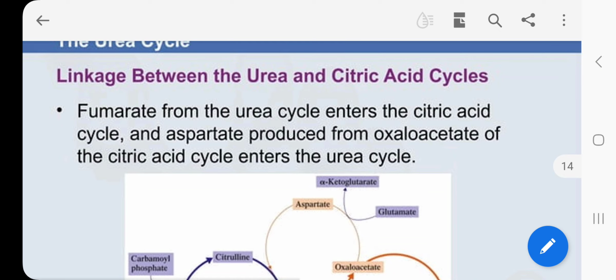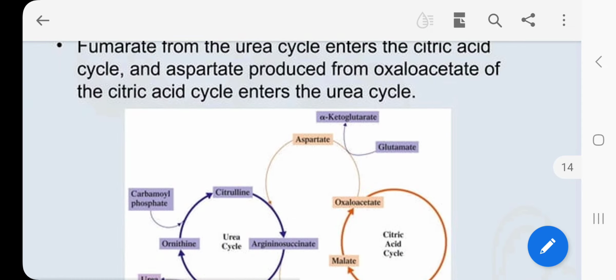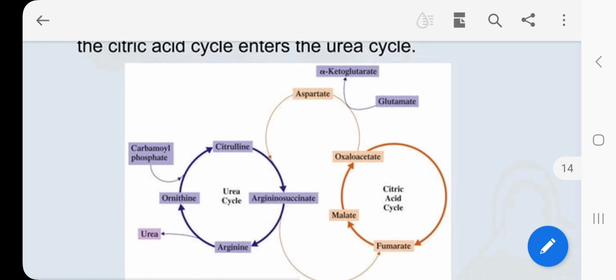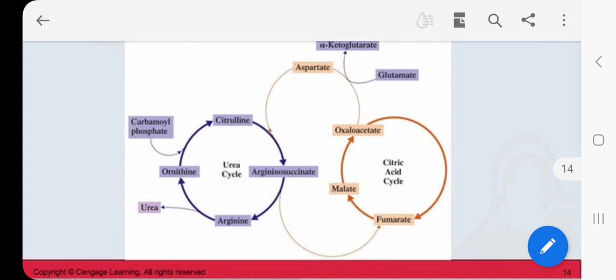Fumarate from the urea cycle enters the citric acid cycle, and aspartate produced from oxaloacetate of the citric acid cycle enters the urea cycle. So, si citric acid cycle at si urea cycle comes hand in hand, wherein the oxaloacetate goes to aspartate, papasok siya sa may part kung saan nababreakdown ang argininosuccinate. Okay. From that, the products will go to the formation of fumarate to malate. So this one happens simultaneously.